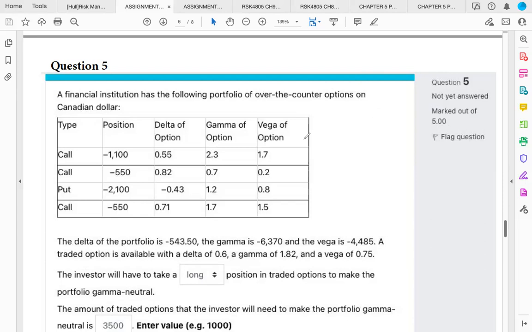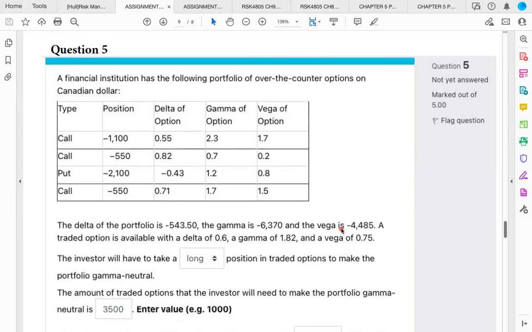So let's go again. Let's see if we can answer some of these questions with regards to question 5. Things should be coming a bit familiar to you now with regards to these Greek measures. So we're told the financial institution has the following portfolio of over-the-counter Canadian dollar options. So this particular company, right, it's got a portfolio, right? And in this portfolio, they are just holding derivatives. They're holding derivatives, right? And the derivatives they have are some call options and put options.